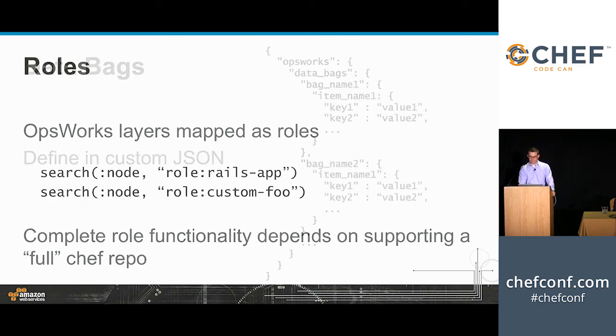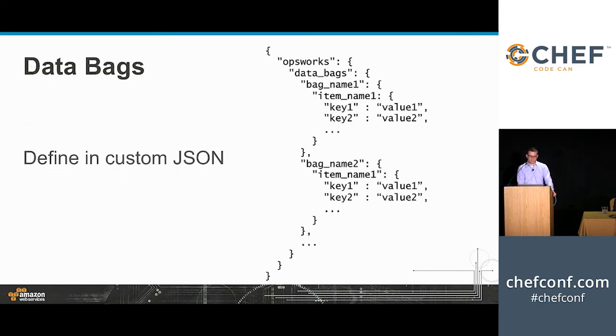Similarly, we support data bags. Today we support them if you define them in custom JSON. Custom JSON is basically a free-form JSON field that you can define on stacks, and anything that you set there will be available in the chef attributes. Through the chef config file, it will be pushed down to the chef run and will override basically anything that you have in an attribute file. This is one way to override anything that OpsWorks is doing.